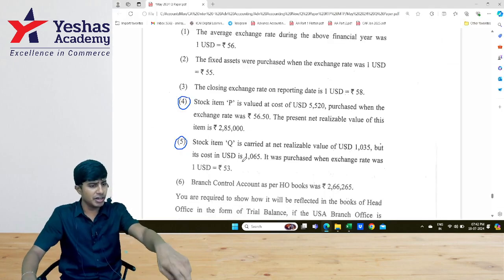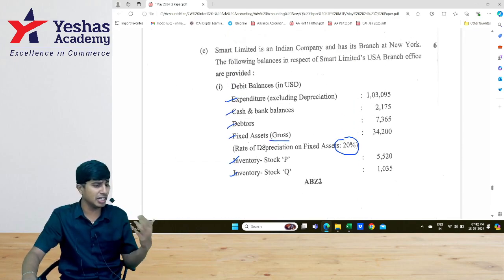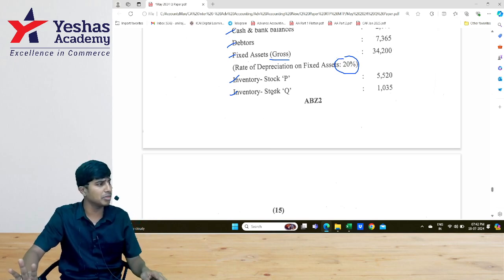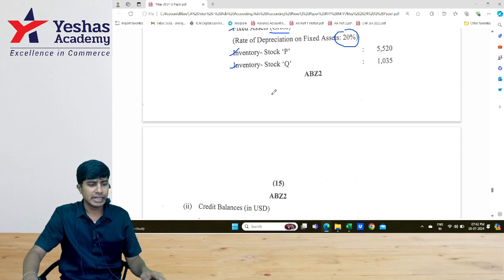For now, because this inventory P and Q has adjustment, I will not read it right now. I am not going to break the order of the problem. Because these two have adjustment, I have kept them waiting. Shall I do that? Come to the next item.